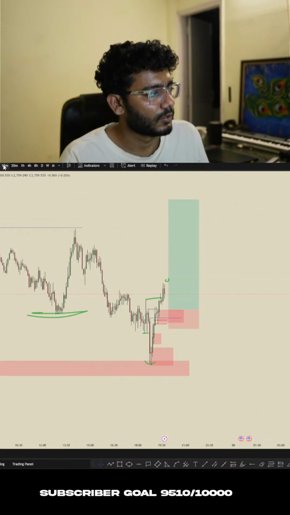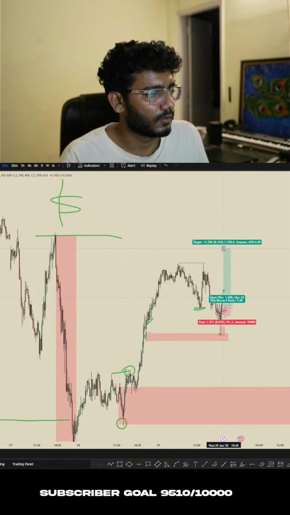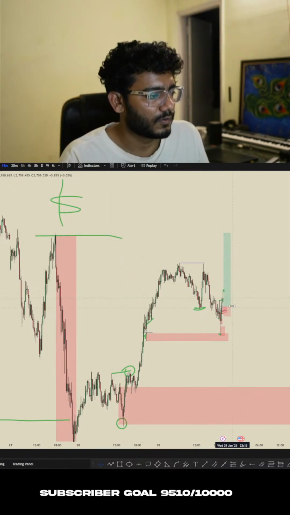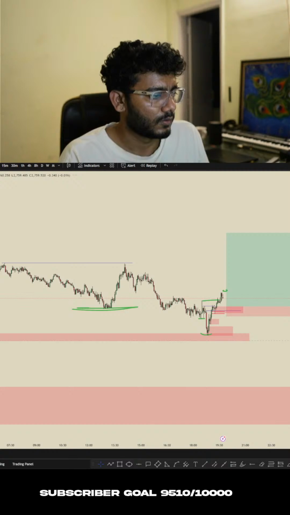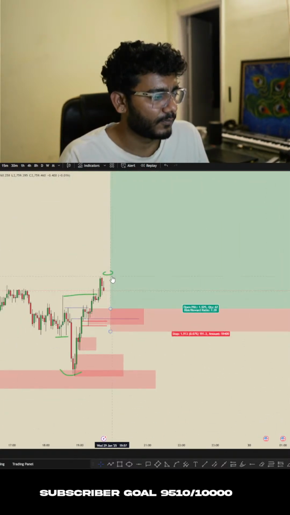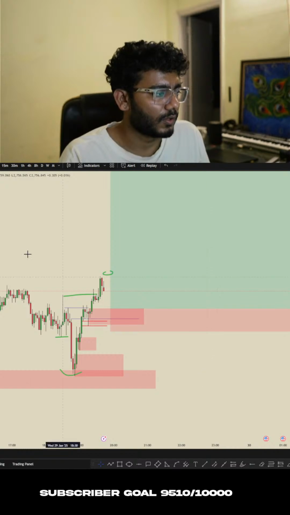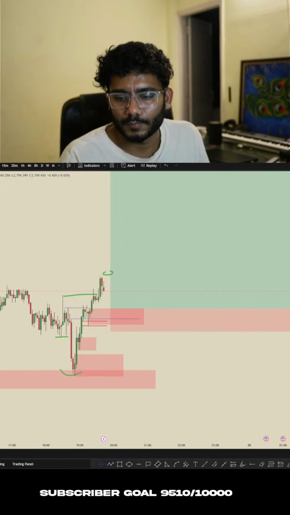Probably this high around 1:7. Okay. Wait for price to create some kind of engulfing and then only enter. Okay. Let's see. Okay. So this is a gold chart. Sorry. This is a gold chart.